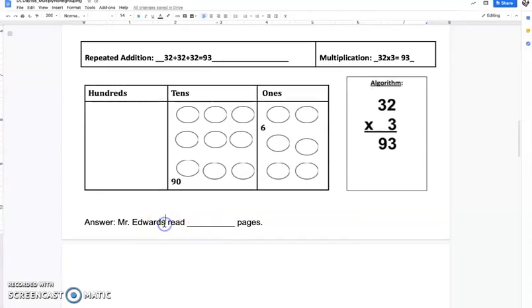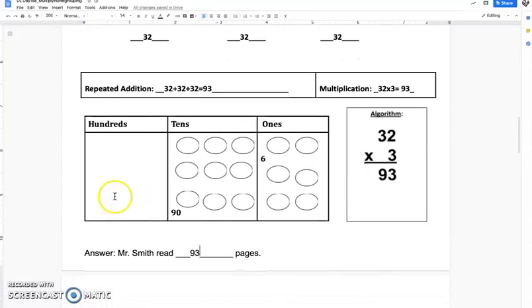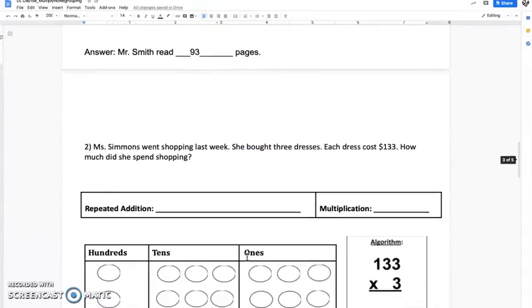So we know that Mr. Smith reads 93 pages. He read 93 pages. Now, we know that when we're answering a word problem, we have to give the complete answer in words. That's why this step is necessary. Mr. Smith read 93 pages. All right, flip the page.